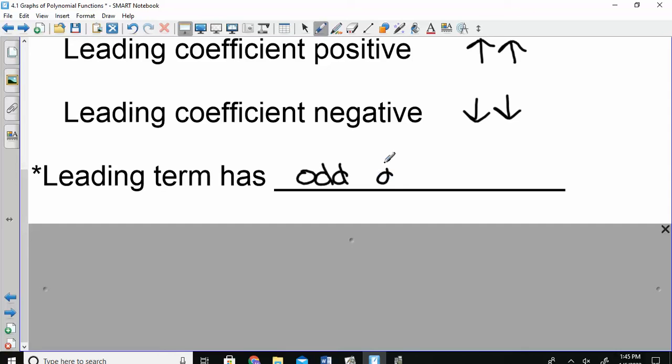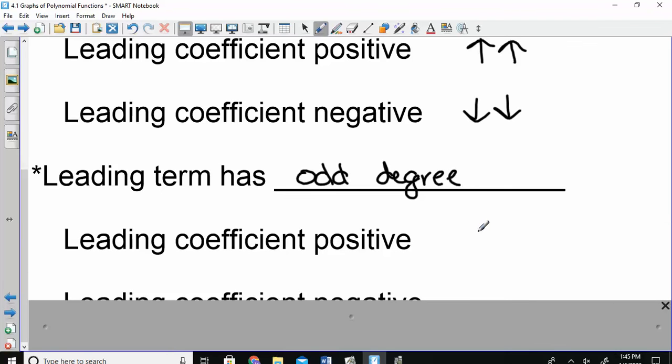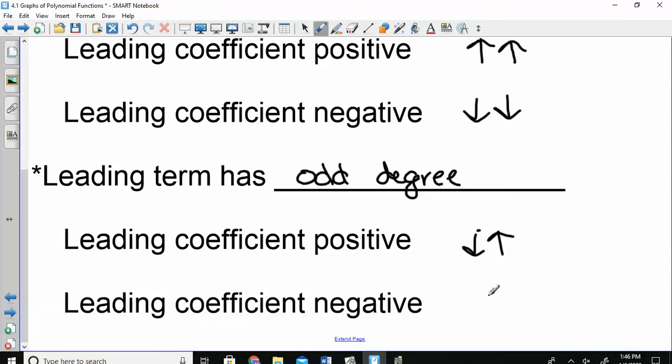If we have odd degree, so if we have a positive x cubed, what are my ends doing? One up and one down. Yeah, we'll go left to right. So the left side is pointing down, the right side is pointing up. But if I made it a negative x cubed, what does that negative do to our graph? Flips it, so it became up and then down.